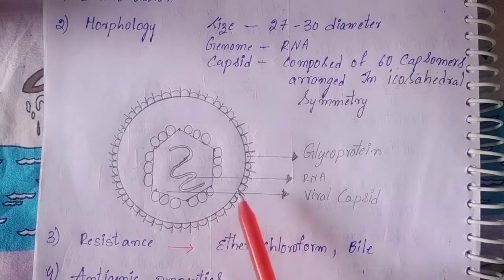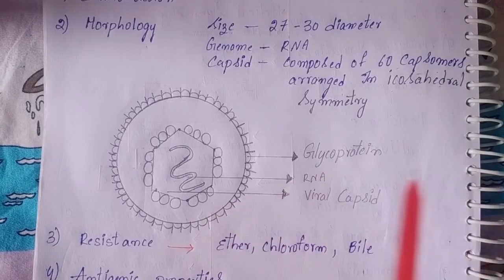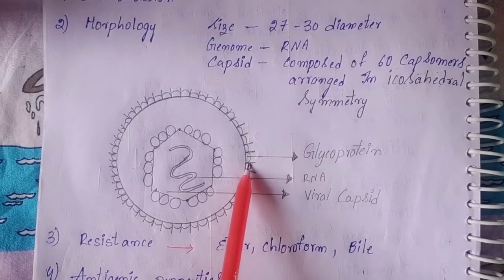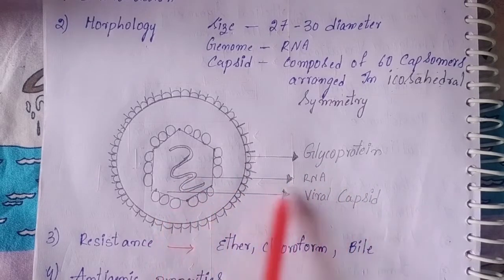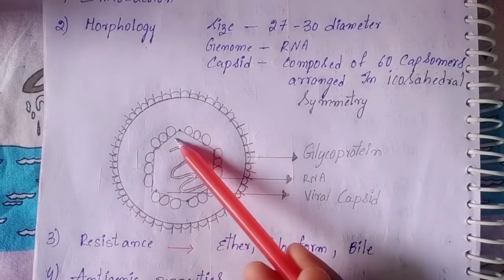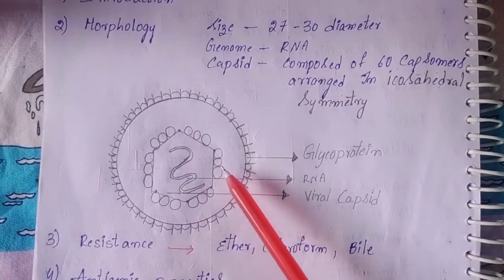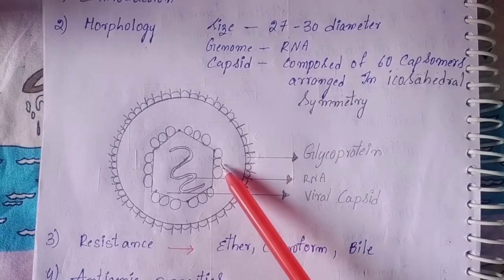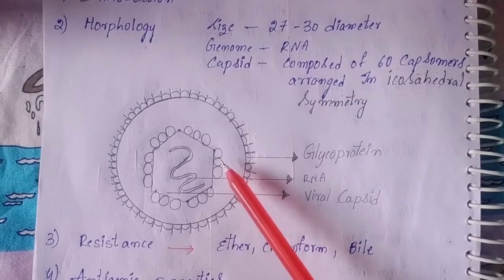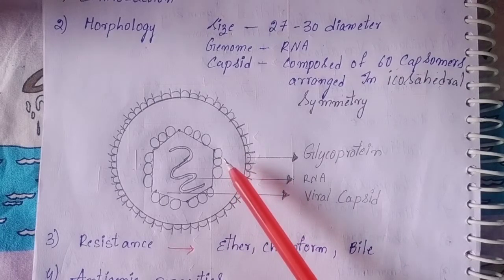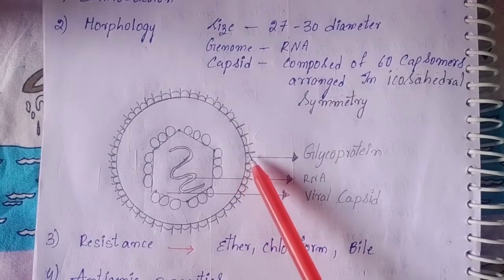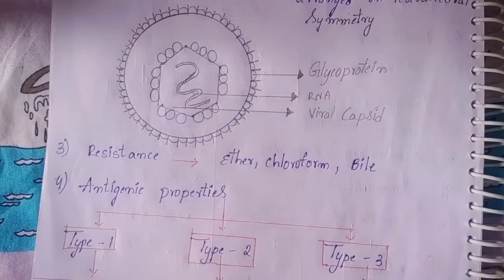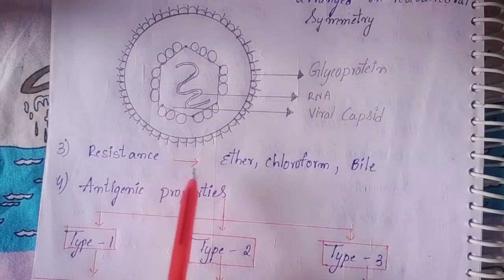See this diagram. This is poliovirus. This part is glycoprotein. This is RNA. This is viral capsid. In this icosahedral symmetry, each capsomer is made up of one molecule of 4 virion proteins, VP1, VP2, VP3, VP4. Envelope is not present.